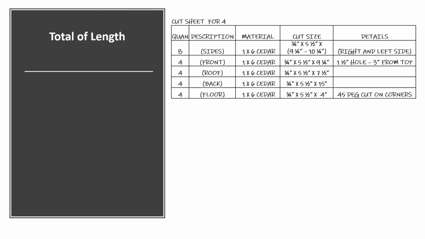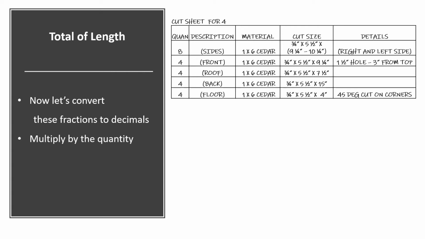We're still moving right along here. All right, now let's convert these fractions to decimals. Multiply by the quantity. We just reinforced what we needed to know about changing the fraction to decimals, and now we're about to use it. Okay, so 8 times 10.75 is 86. That's this right here. 8 times 10.25 is 82.